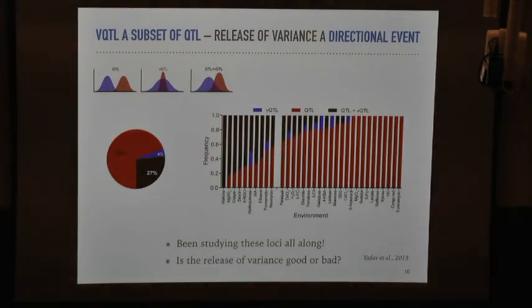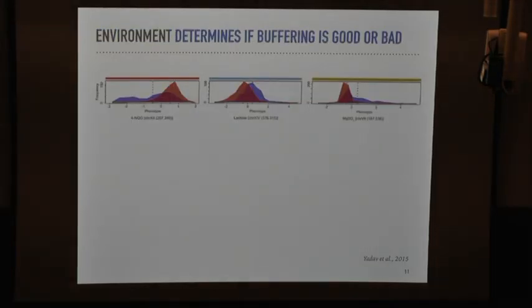So now the question became, now that we know that there are environments in which the variants have both mean and variance QTL properties, is the release of variance, because now there is a loss of robustness, good or bad for the population? So let me walk you through one of these graphs, and that's exactly what it shows.